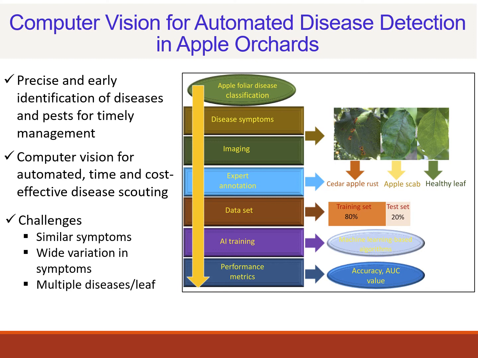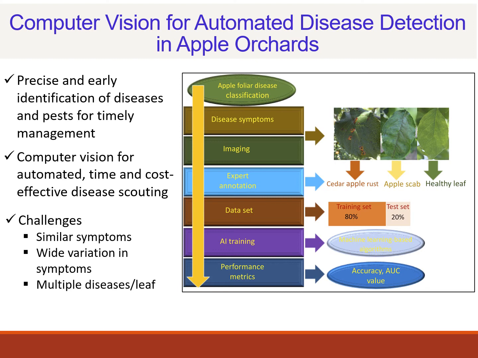Computer vision can be used for automated, timely, and cost effective disease scouting. However, there are several challenges to implement computer vision for disease prediction and scouting. For example, there are similar looking symptoms of the same or multiple diseases. There could be a wide variation in symptoms of the same disease, and there could be multiple diseases per leaf.